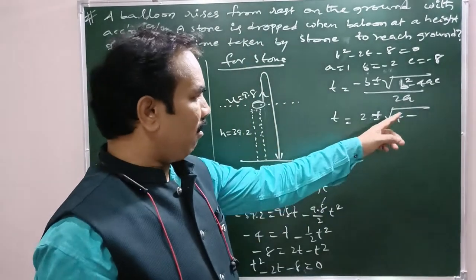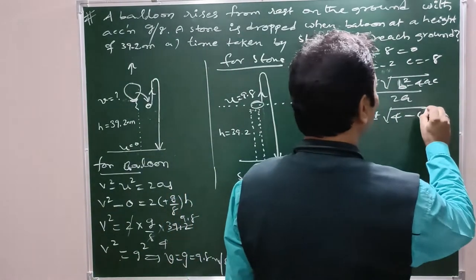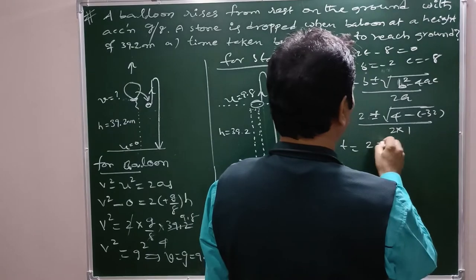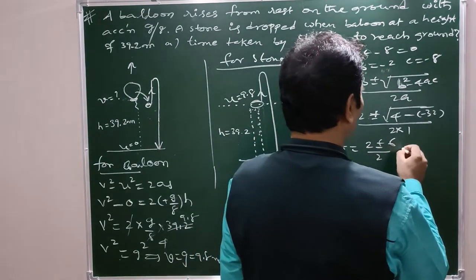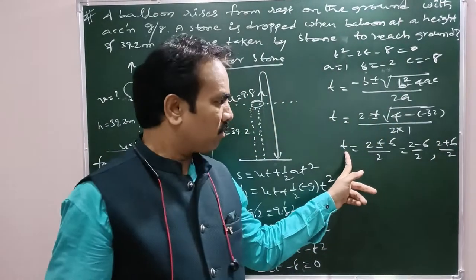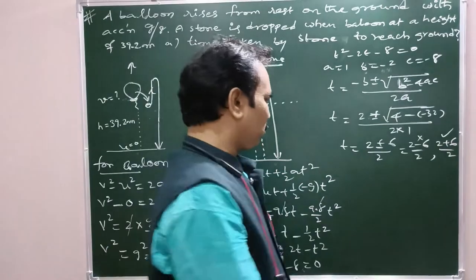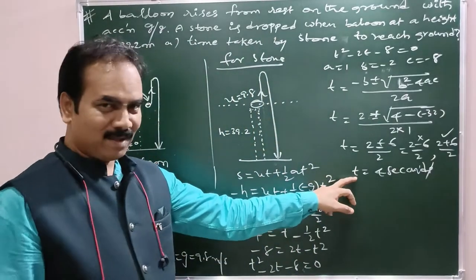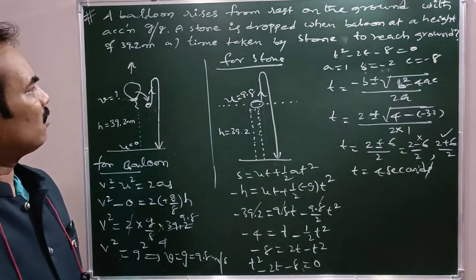Minus 4ac, 4 into 1 into minus 8, minus 32, by 2 into a. That is t equal to 2 plus or minus root 36 means 6, by 2. That is 2 minus 6 by 2 comma 2 plus 6 by 2. Time never be negative, so this is what wrong option. This is correct. This is wrong. This is correct. That is 2 plus 6, 8 by 2 means 4. t equal to 4 seconds. 4 seconds, right? So this is the time after which the stone strikes the ground.